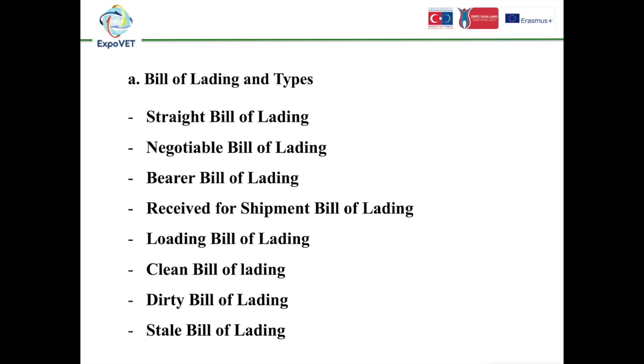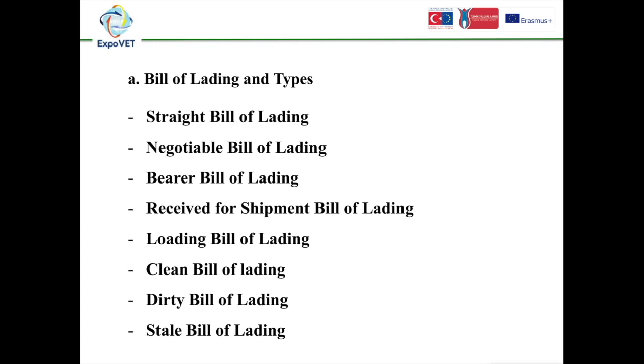Straight bill of lading. It is a type of bill of lading that cannot be transferred through endorsement, but can only be transferred through the transfer of delivery of goods. In other words, they are documents containing only the name and the title of the importer, who is the buyer of the goods. The goods will be delivered only to this person.